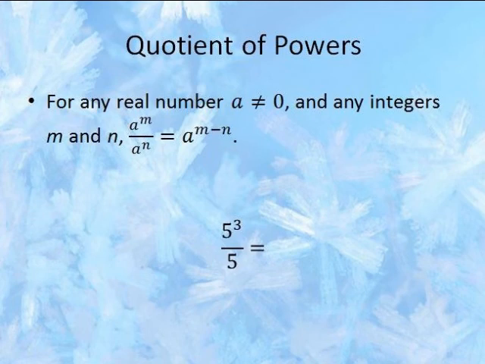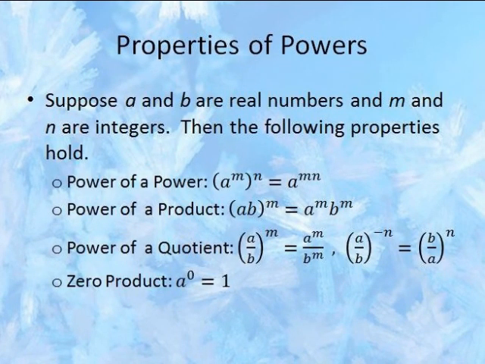And then I'm going to go ahead and group the rest of these all into one slide. So we have a and b are just some real numbers, and m and n are integers. So the power of a power, you're going to multiply. So if you have a squared to the 3rd, you'd multiply 2 times 3. So here we have a to the m to the n, so you multiply m times n.